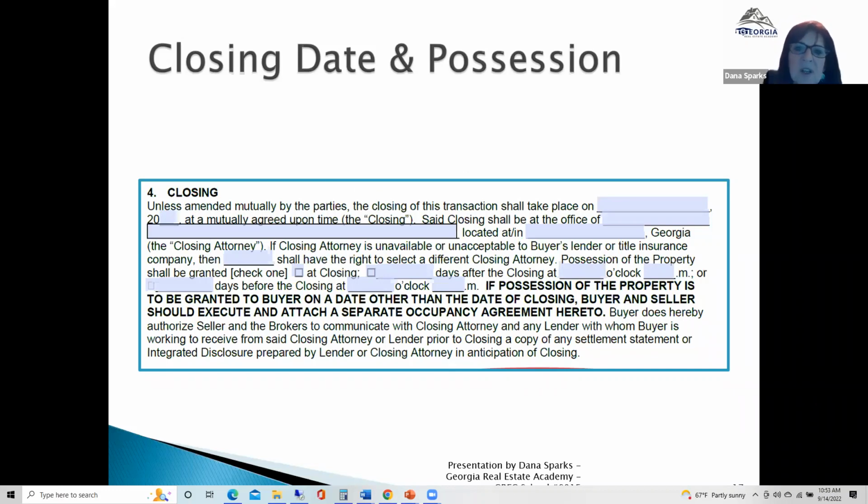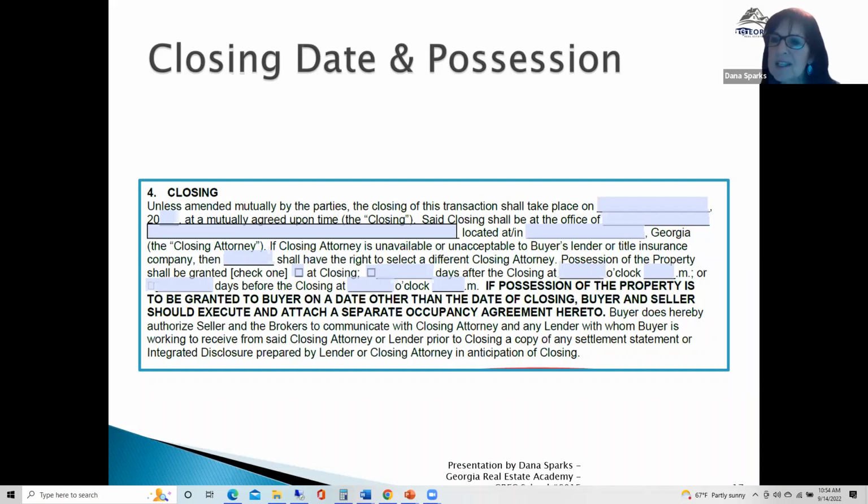Closing. Again, there is a closing date. You fill in the date at the office of, this would be the closing attorney located at whatever, Georgia. There are some closing attorneys that have offices throughout all of Georgia, so this is just sort of a customer service thing. Are we closing at their Marietta branch, at their Alpharetta branch, and so forth and so on.